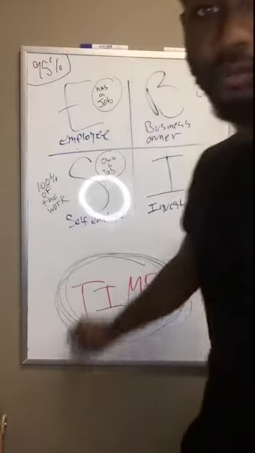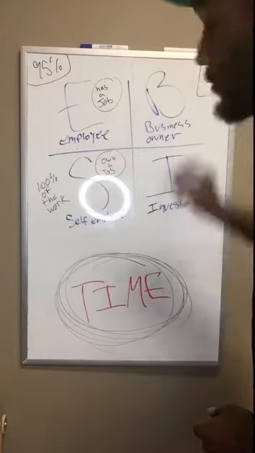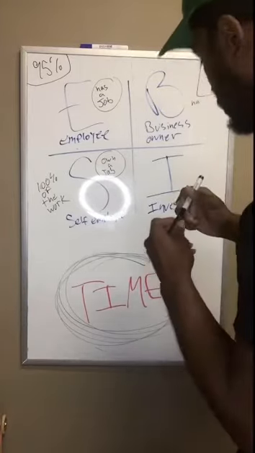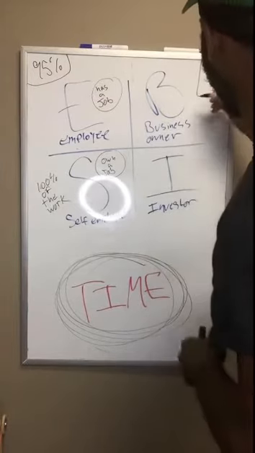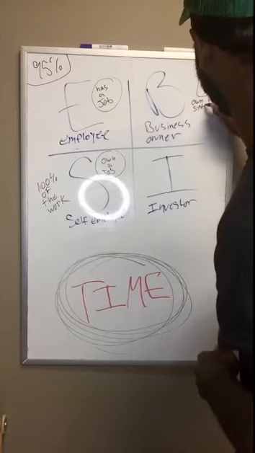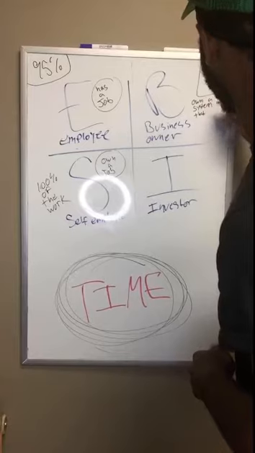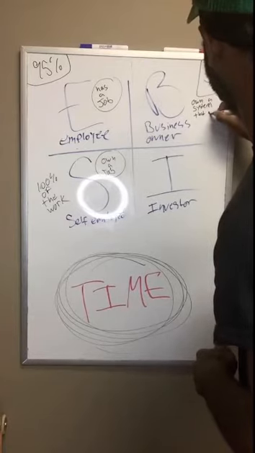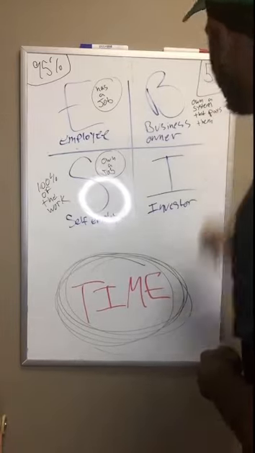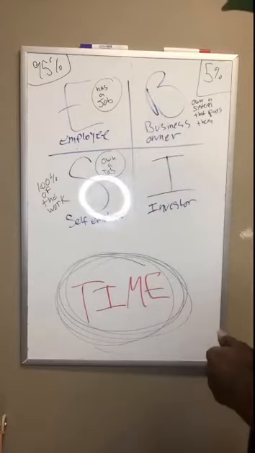Right? Now the reason that it's time is because, check this out, guys. What is a business owner? A business owner is someone who owns a system that pays them, right? So we'll just go between the business owner and the employee.